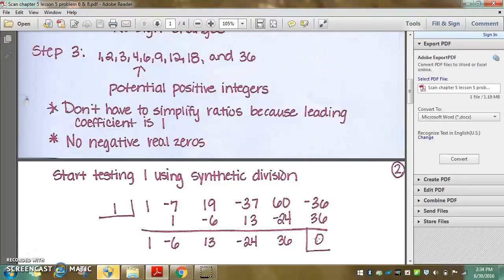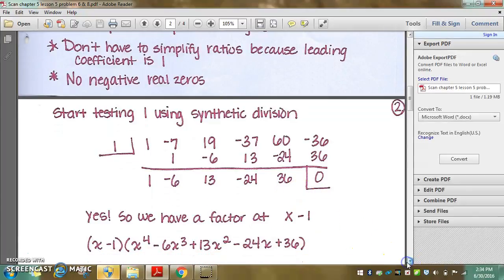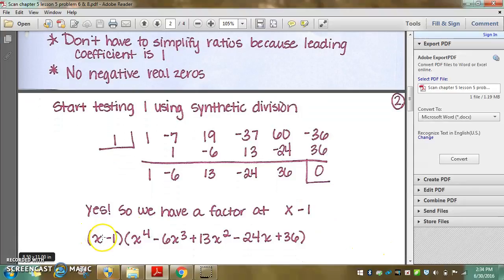So therefore, we have found a positive real zero. So we have a factor of x minus 1. Remember, because in order to get a zero at 1, we would want x minus 1. So this is a factor of our original function. So we're going to factor it out. And once we've factored it out, we can use our synthetic division to tell us our other factor. So now we're going to have x minus 1.